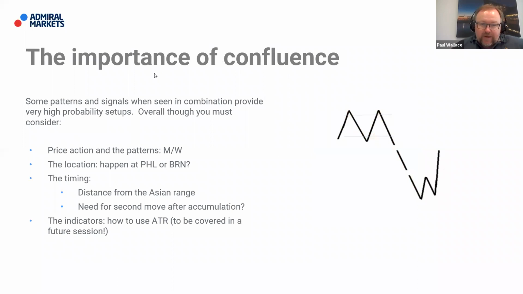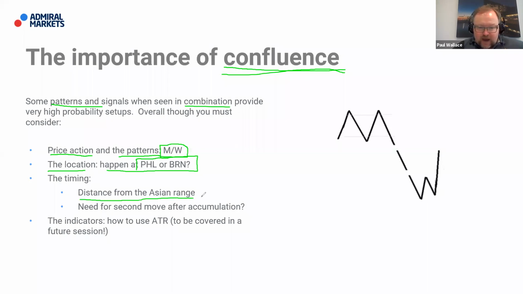I've always talked about this in all of these sessions we've done here for Admiral Markets: the importance of confluence. When you see patterns and signals in combination, that is what provides us with our best edge for a trading pattern. So you must consider the price action where it is, and the patterns, if we're seeing an M or a W formation, a double top or a double bottom. Also the location: is it happening at a previous high or low, or at a big round number? And for those of you intraday traders, which we might touch on in future sessions, look at things of interest like how far away we are from the Asian range, or whether there was a need for a second move after some accumulation. Accumulation is just a fancy word for buying, or collecting. You might also use a confluence of the average true range, the ATR, which we'll cover in a future session.